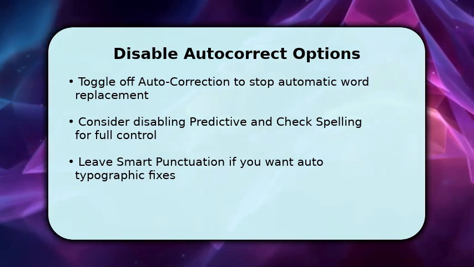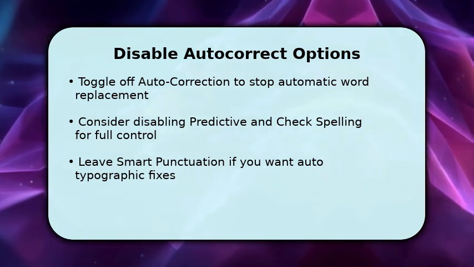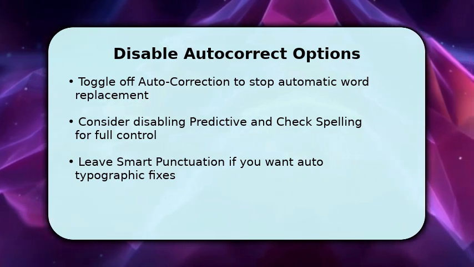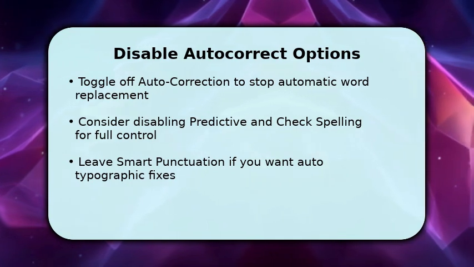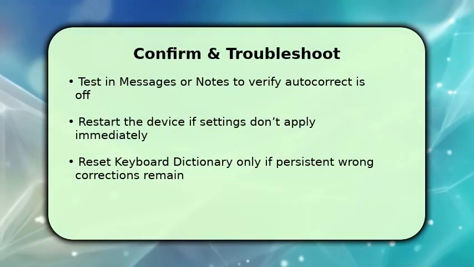Each choice reduces interference. Once you've set those toggles, type in notes to test behavior, make sure the settings applied, and that autocorrect no longer replaces your words. If you want minor formatting fixes, keep smart finish by verifying the change actively.